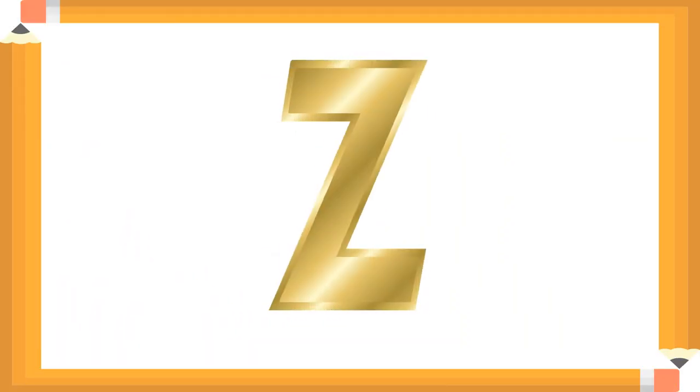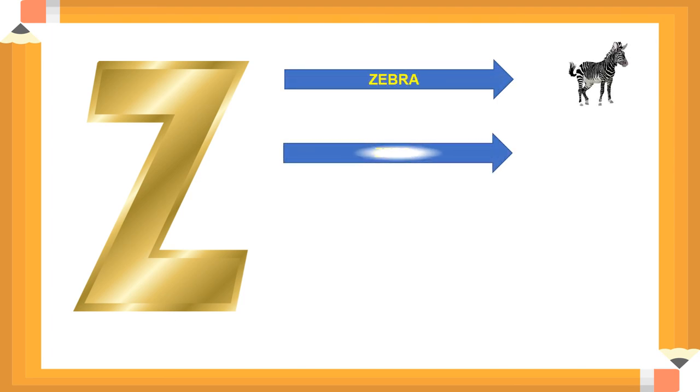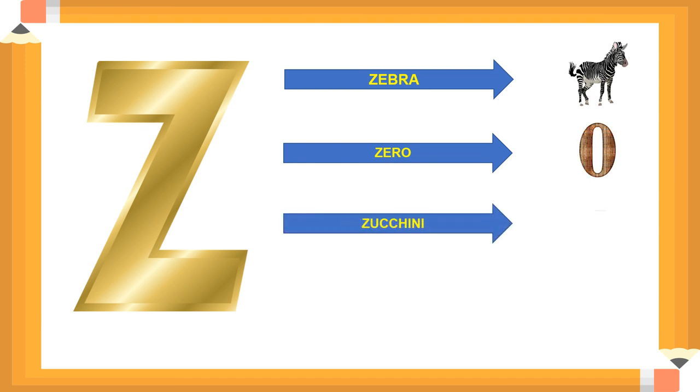Alphabet Z. Z for Zebra. Z for Zero. Z for Zucchini. Z for Zipper.